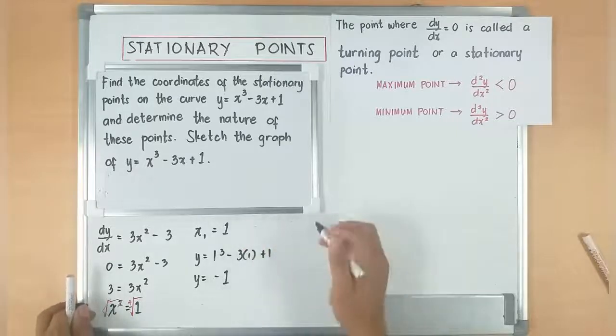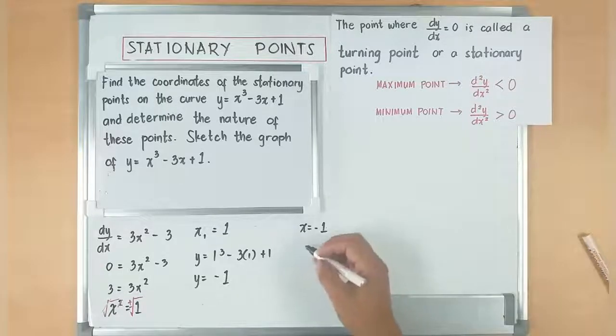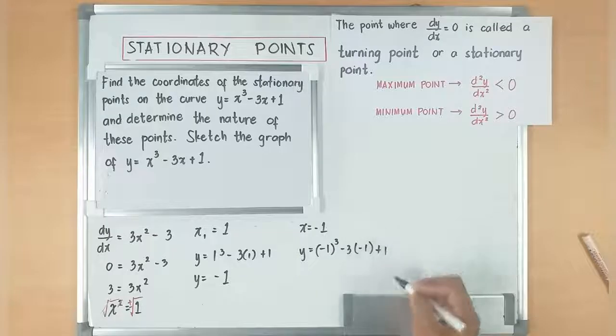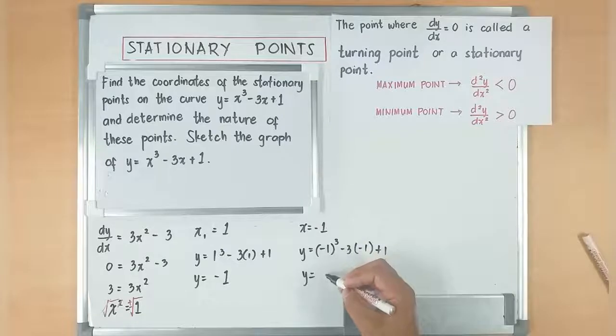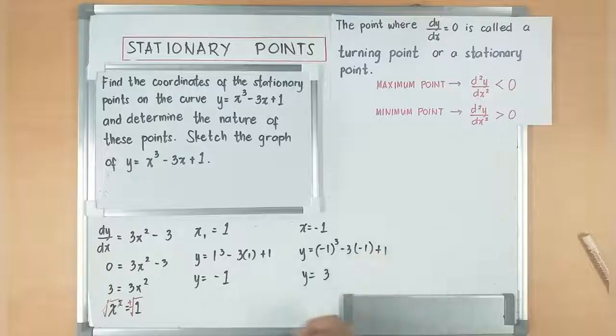Let's move this. Next, what if x is negative 1? So it will become y equals negative 1 cubed minus 3 times negative 1 plus 1. Thus, y is equal to negative 1 cubed, which is negative 1. Negative 1 plus 3 is 2. 2 plus 1 is 3. Therefore, I have the points (1, -1) and another point (-1, 3). So these are the turning points.